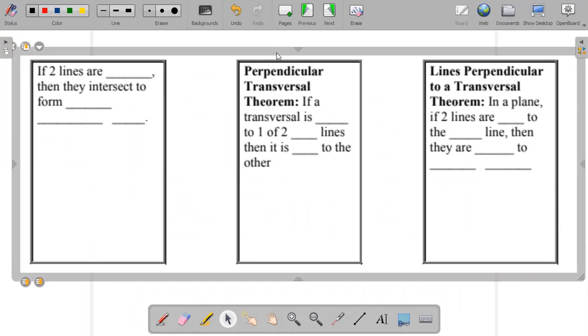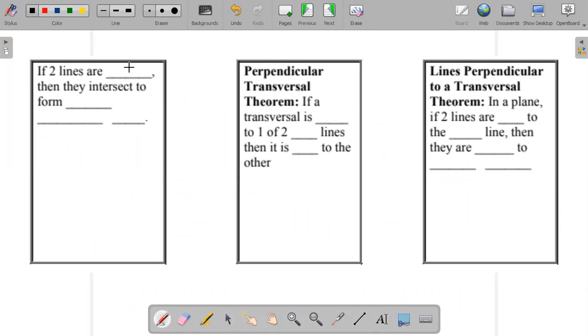Okay, so this one is pretty straightforward. If two lines are perpendicular to each other, then they intersect to form 4 right angles. Which means that if I have a line here and a line here and they're perpendicular to each other, it should come as no surprise that this, and this are all right angles.